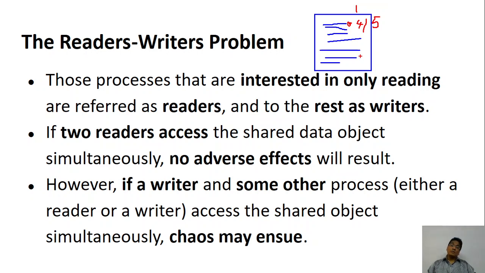So when a reader is reading, if a writer goes and updates it, it's going to create chaos. When a reader is reading, if other readers are also reading, then there is no problem. If two readers are reading, there is no problem at all, because they are not changing the value. If one reader is reading and then a writer comes and makes changes in the beginning, then there is going to be uncertainty.